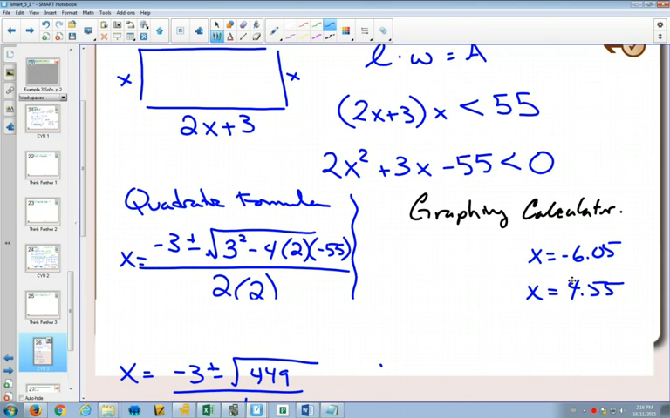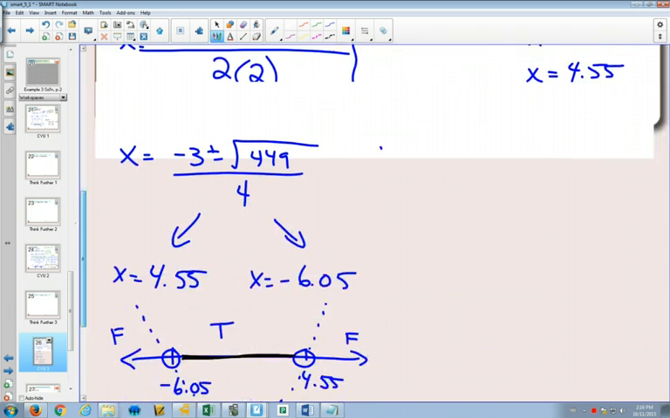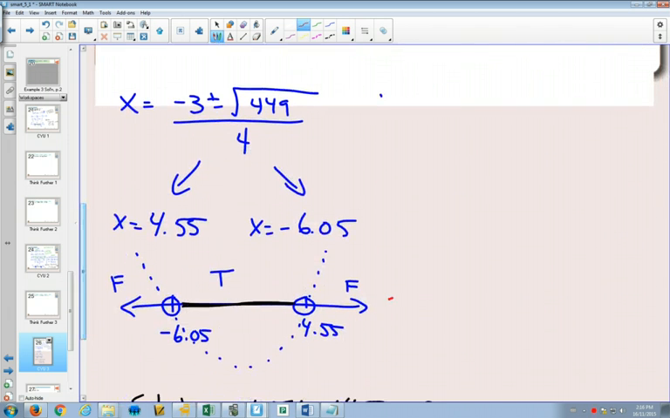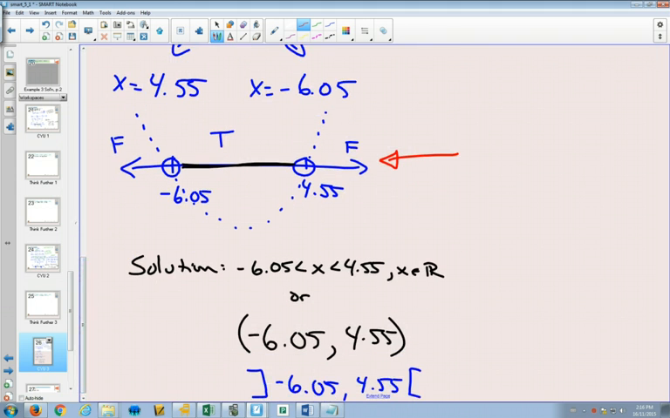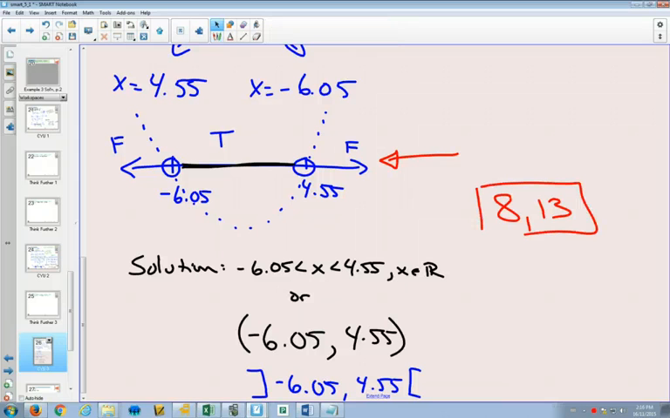So from there, once you get your x-intercepts from your graphing calculator, the solution would be the same. You would draw this number line, the same thing as you did before. You could see, because you have the graph, that the parabola matches up with what we drew with our dotted line. And then you could find out which section is true and which section is false, and write the solution in the same way. Questions 8 and 13 are ones that you can do for practice.